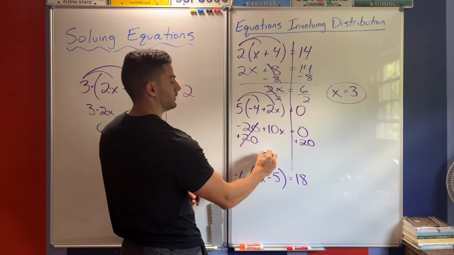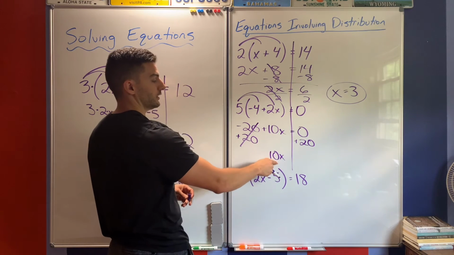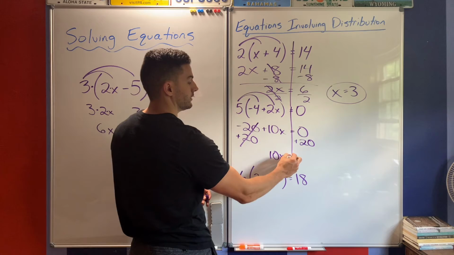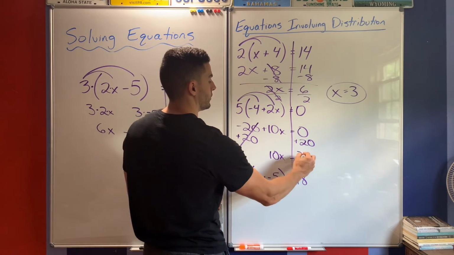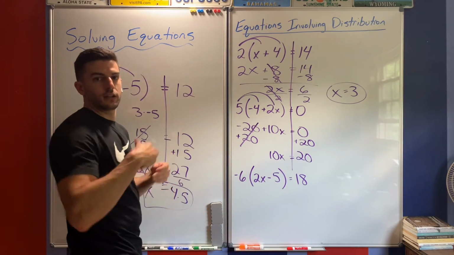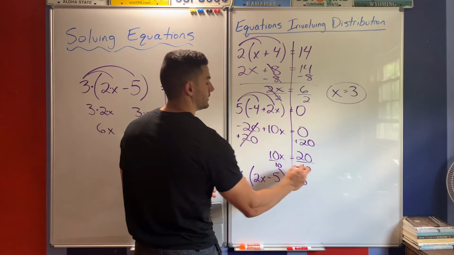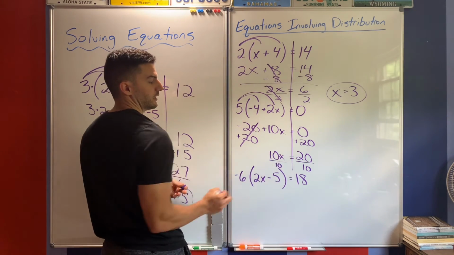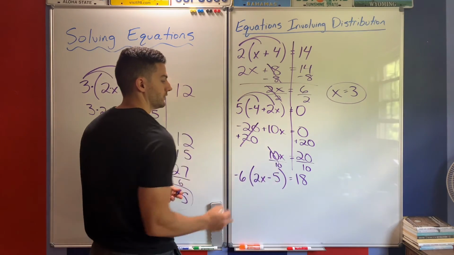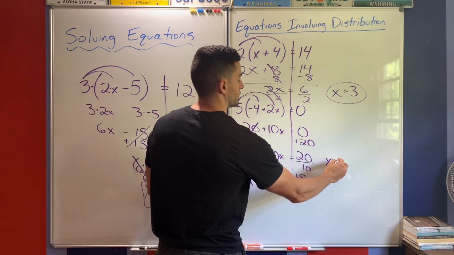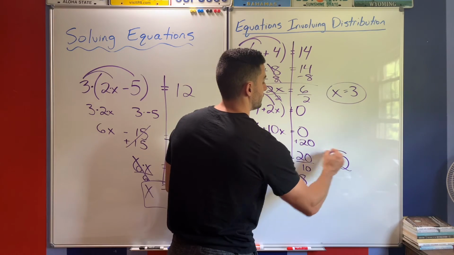So I get 10x is left here on the left side, and then 0 plus 20 is 20 on the right. And again, last step is to divide by 10 to both sides to cancel out, because this is 10 times x. Cancel out that multiplication. So x equals 20 divided by 10 is 2.